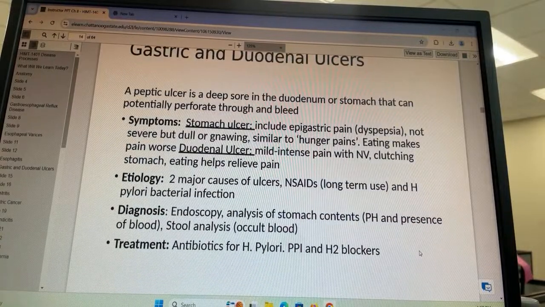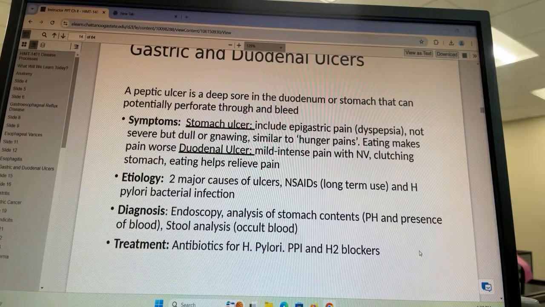Dyspepsia. Anybody know what dyspepsia is? It's a med term. Dyspepsia is indigestion. So just the feeling of fullness, bloating, not being able to digest properly. You might have a sensation of dull or gnawing pain that might feel like hunger pain, that hollow burning pain, similar to when you're hungry.